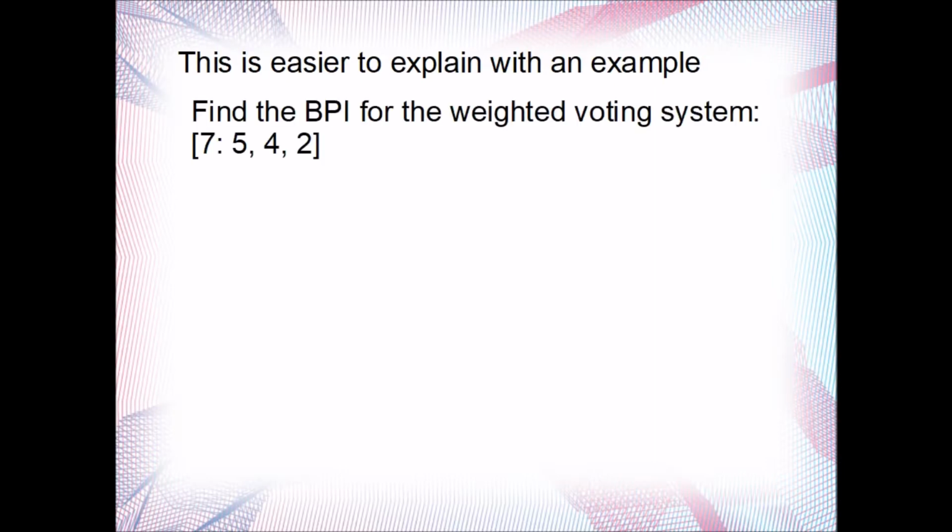The easiest way to do this is to just have an example. So here we go. I'm going to have a weighted voting system with 3 players. The quota is 7, player 1 has weight 5, player 2 has weight 4, and player 3 has weight 2. Step 1 is to find all of the winning coalitions.